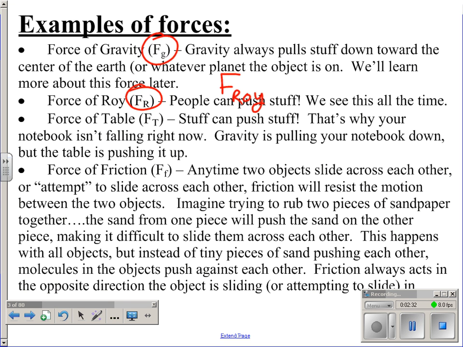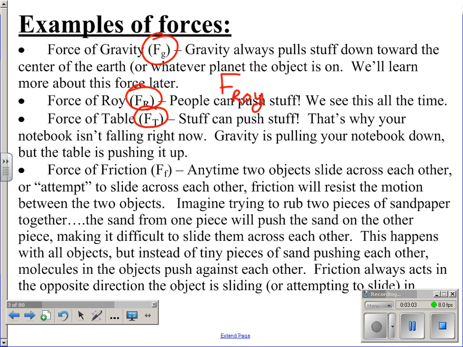All right. This next example is a little bit weird. Stuff can push stuff. So you can have, for example, the force of the table. Okay. You presumably are sitting maybe at a desk right now watching this on your computer, and you've got a notebook, which you're hopefully taking notes in, and that notebook is not falling right now. The idea is it's sitting on the table. Gravity is pulling it down, so there's a force from gravity pulling the notebook down, but the table is pushing it up, preventing it from falling.